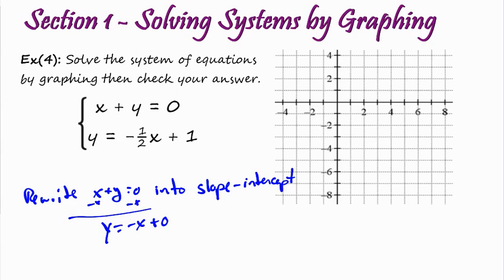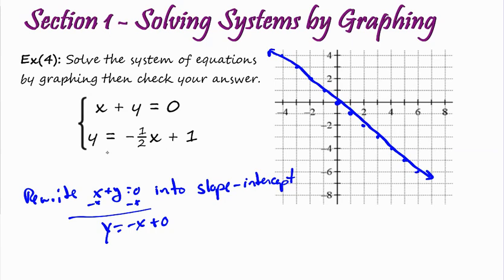This means that we will start at 0 for our y-intercept, and the slope is negative 1. So we'll generate our points by going 1 down, 1 to the right. Or we can go 1 up, 1 to the left. We connect these points together.